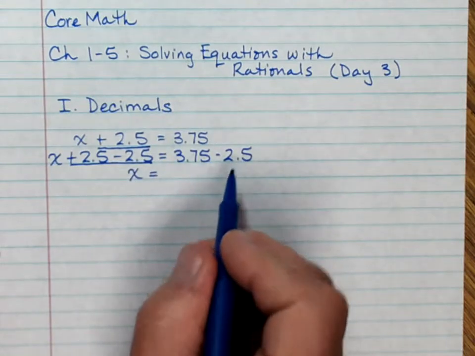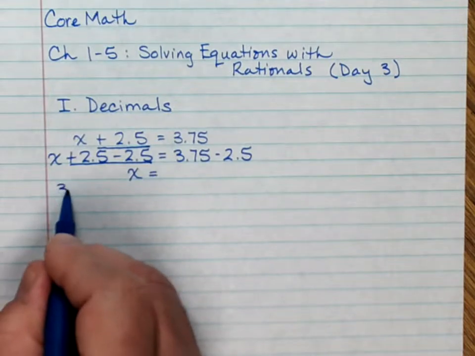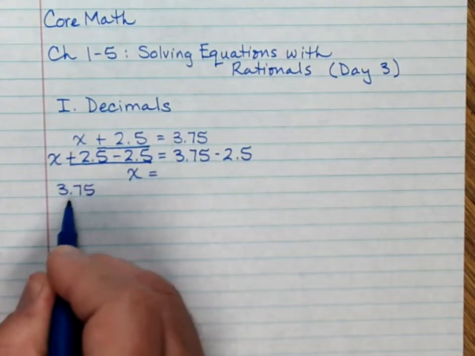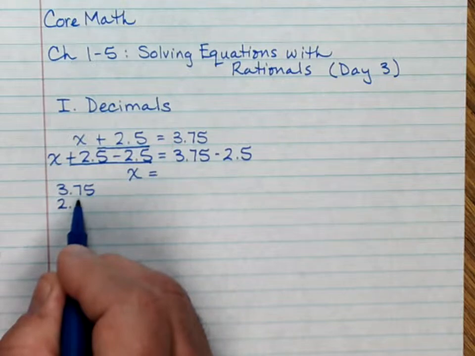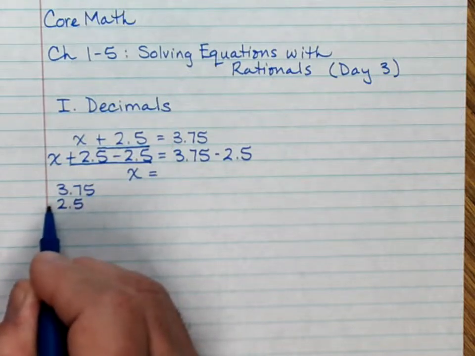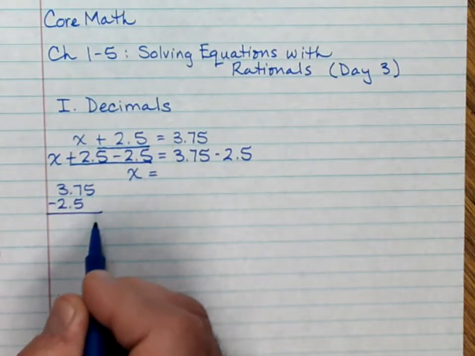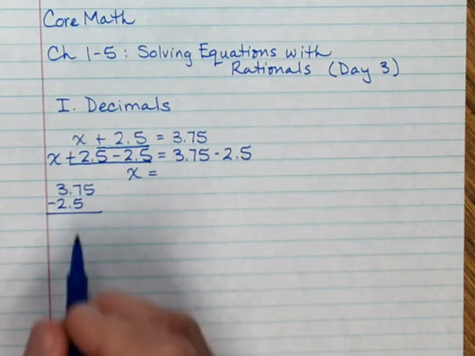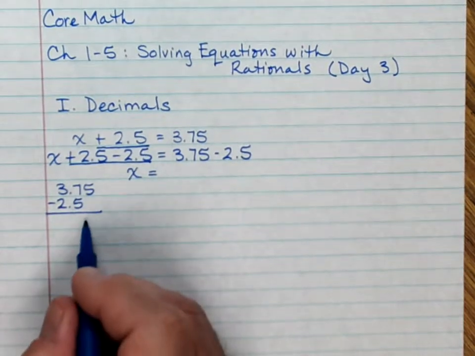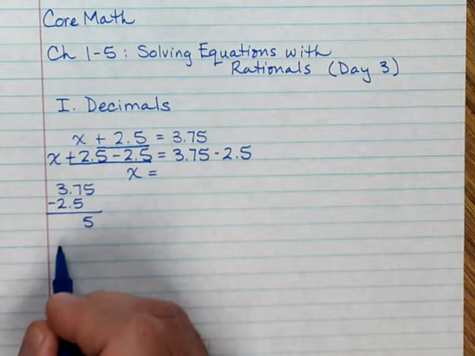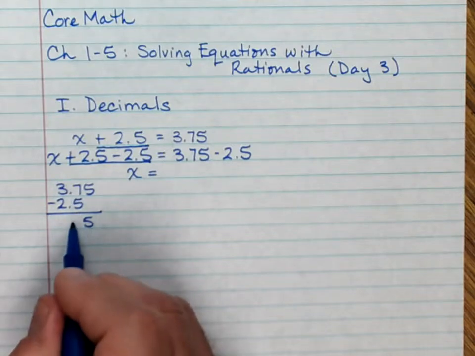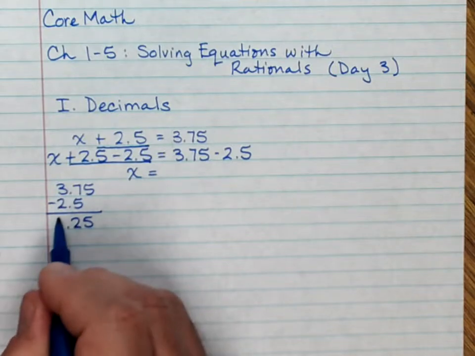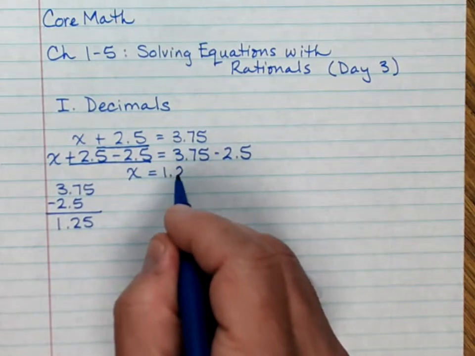And as far as solving this goes, some of you might need to actually show your work. Remember to line up the common place values. Don't focus on the decimal, focus on the place values, the ones place and the tenths place. So by subtracting, we get 5 minus 0 is 5, 7 minus 5 is 2, and 3 minus 2 is 1. So x is 1 1/4.